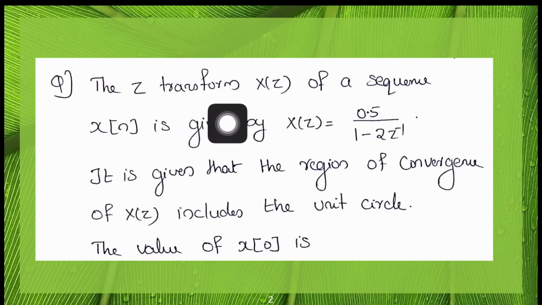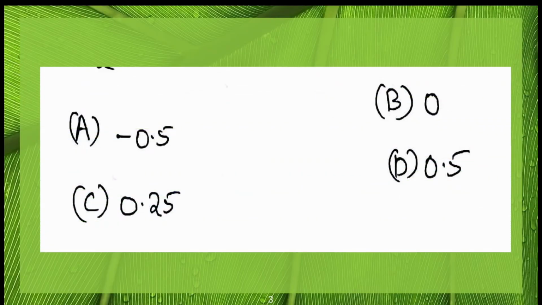The Z transform X of z of a sequence x of n is given by X of z is equal to 0.5 by 1 minus 2z raised to minus 1. It is given that the region of convergence of X of z includes the unit circle. The value of x of 0 is option A minus 0.5, option B 0, option C 0.25 and option D 0.5.